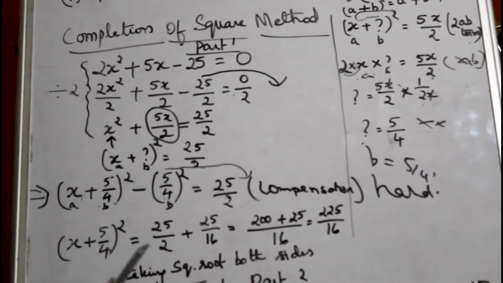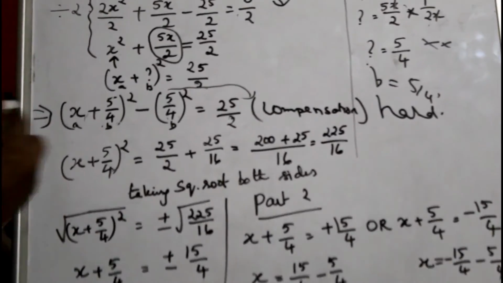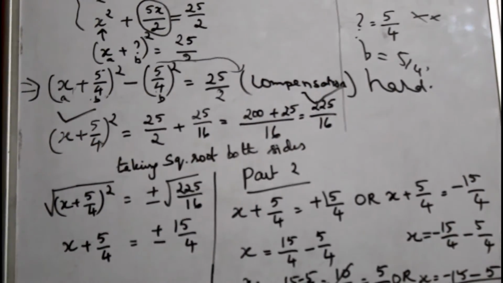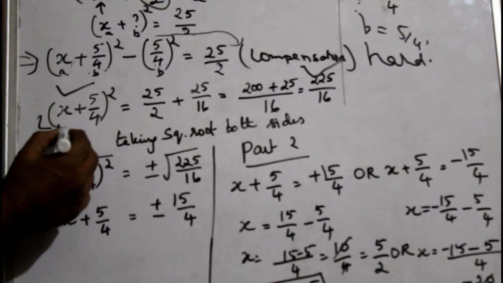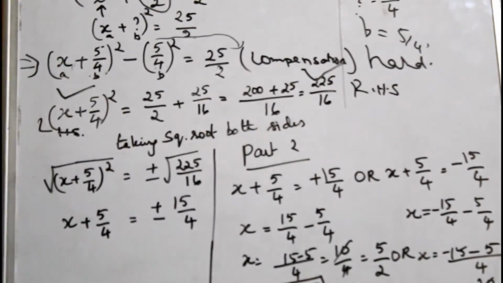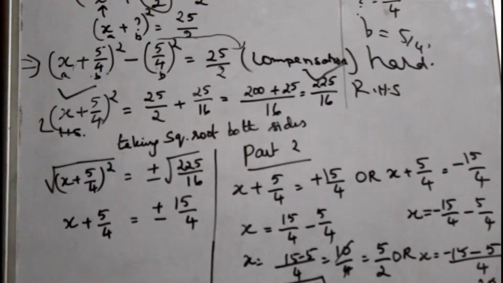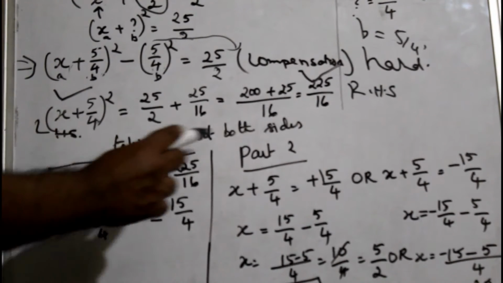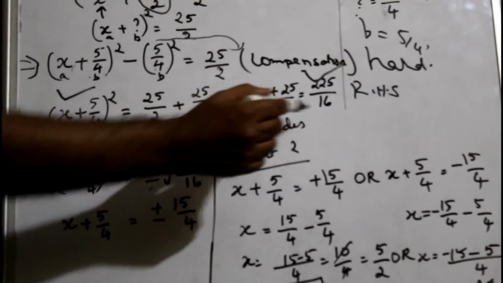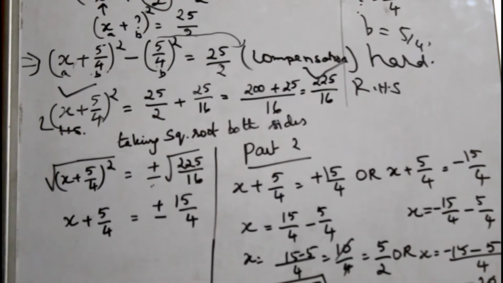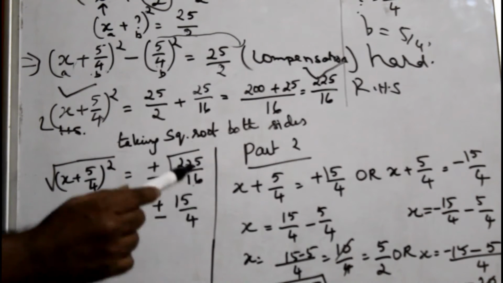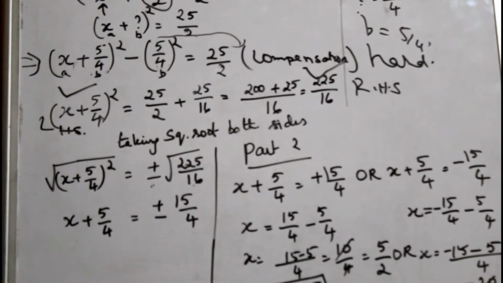Now what happens, taking square root on both sides. This side is the left hand side, and this side is the right hand side. So you take square root on both sides. Again, this is called left hand side, this is called right hand side. The right hand side is what you get after simplifying everything. Okay, so when you take square root, you get x plus 5 by 4 equal to plus or minus square root of 225 by 16. Here the square root and square get cancelled, and 225 gives 15 and 16 gives 4, plus or minus 15 by 4. So this is what you get.